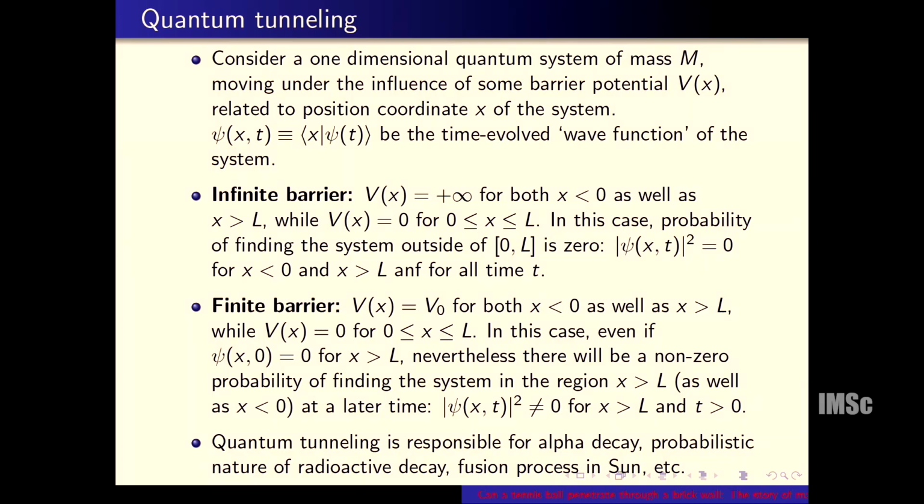What is it about? Let's say I take a one-dimensional quantum system; you can take three dimensions, but to make our life easier, let's say I have a quantum particle moving along one direction, the x-axis for example. Let's say its mass is m, and it is under the influence of some barrier potential. You can think of this barrier potential like the height of this rod. It is basically a potential energy, a function of x position.